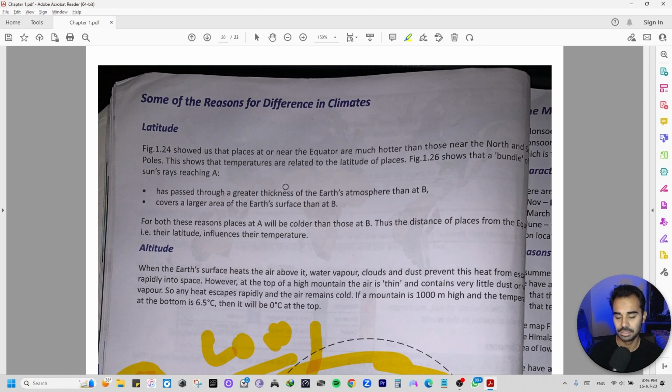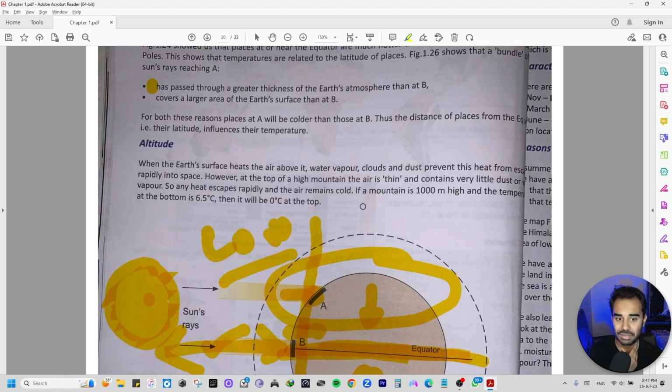Moving further, it says that we have 2 points over here. Point number 1 says that the sun's rays reaching A have passed through a greater thickness of the Earth's atmosphere than B. Of course, this is true. This is the atmospheric line of Earth. The more distance, the more atmosphere is being covered to cross this entire place instead of this place. This is a very short distance that the sun rays have to travel to penetrate the atmosphere of the Earth. And it says that the rays reaching A cover a larger area of the Earth's surface than B.